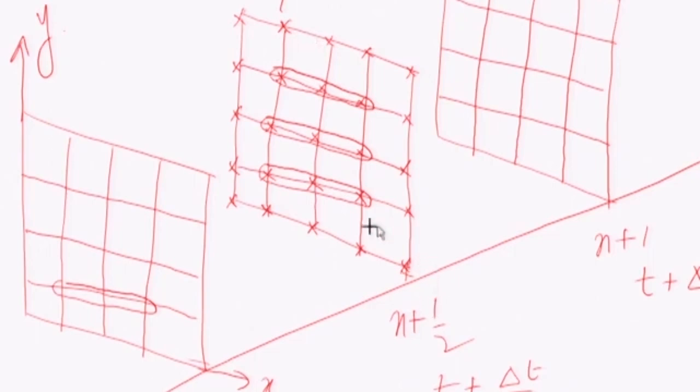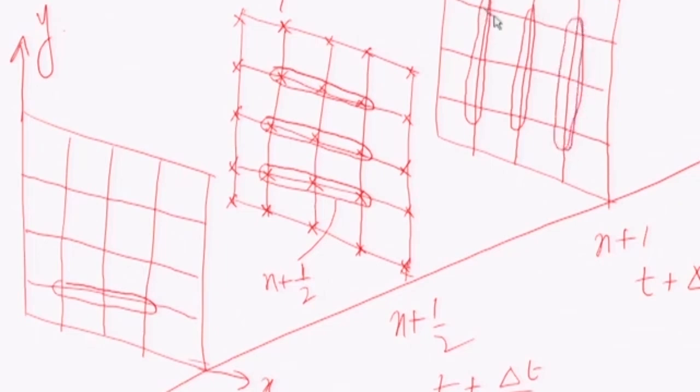Now, once you have all the solutions at n plus 1 half, then the next sweeps are done along y's. That means the points disposed along columns would be updated one by one. So here you may be doing it row by row, going from the lowest to the uppermost row. Here you may be doing from the left end to the right end, covering the entire domain in the form of columns. So this would give you the X sweep and this would give you the Y sweep.